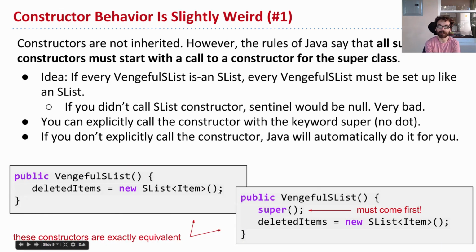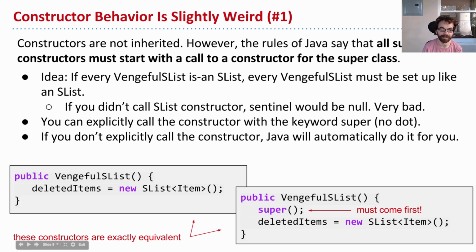So constructors, you don't inherit them. But in Java, there's a rule that says that any subclass constructor must start with a call to the constructor for the superclass. So you don't inherit the constructor, but you must call it. Okay? And the big picture is that if every VengefulSList is an SList, then it must be set up in the same way. Just as a show dog, like a dog that performs at dog shows, is also a dog. And so it also had to be born as a dog from a mother dog and drink milk and all of those things. Those were important things about how a show dog was constructed.